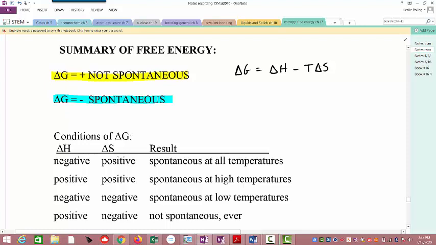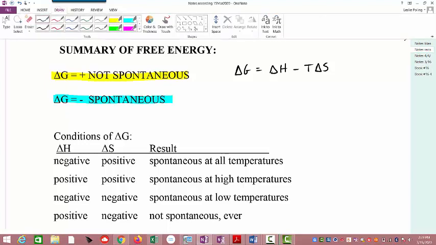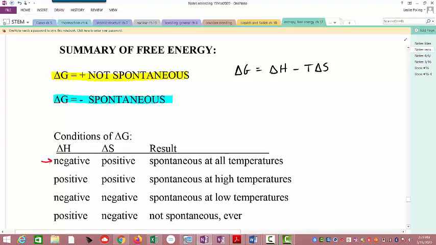So, when delta H is negative and delta S is positive, you're going to have negative minus a positive number, so you will always get a negative delta G, so it will always be spontaneous.